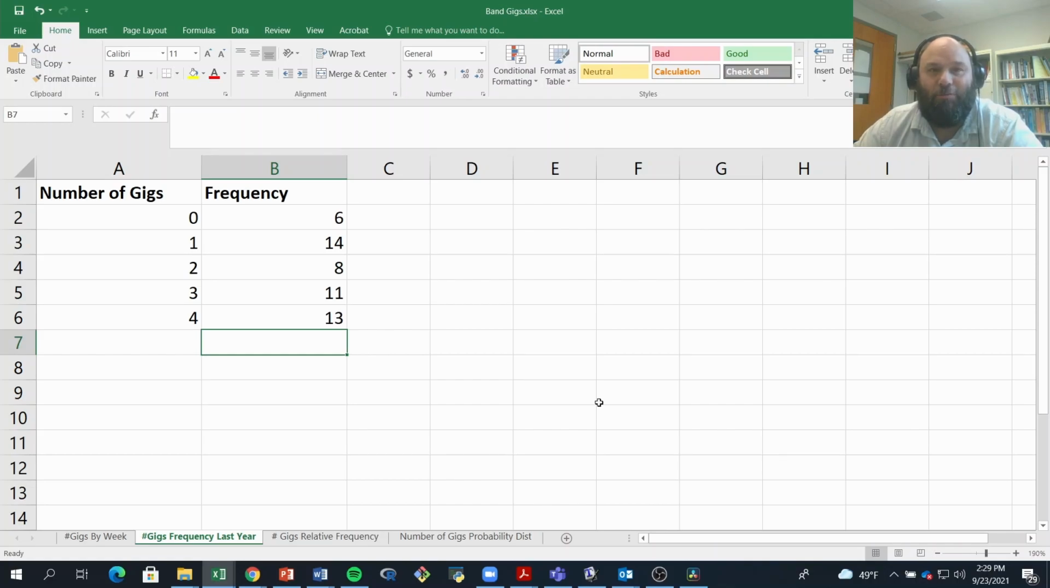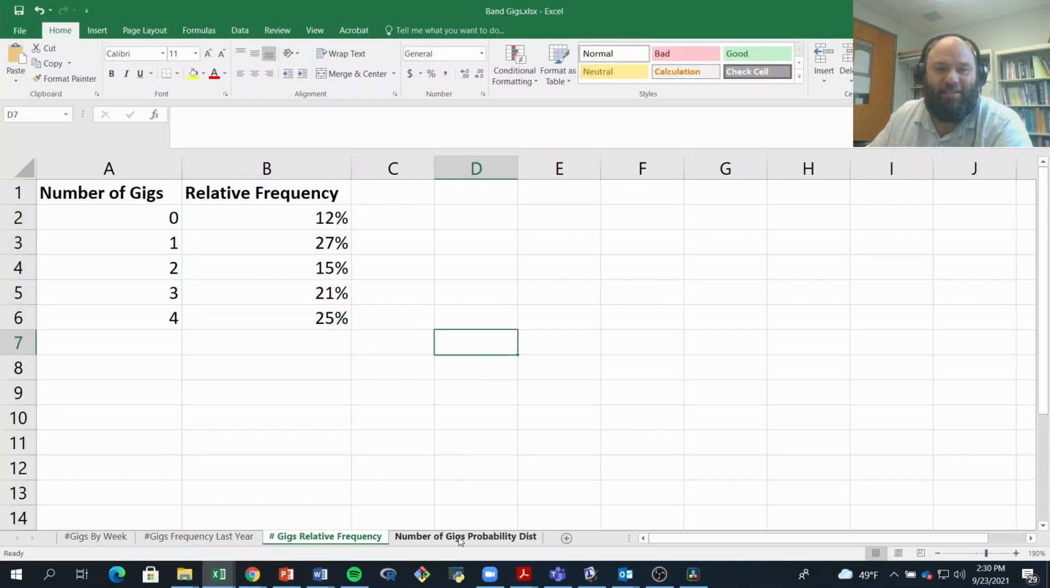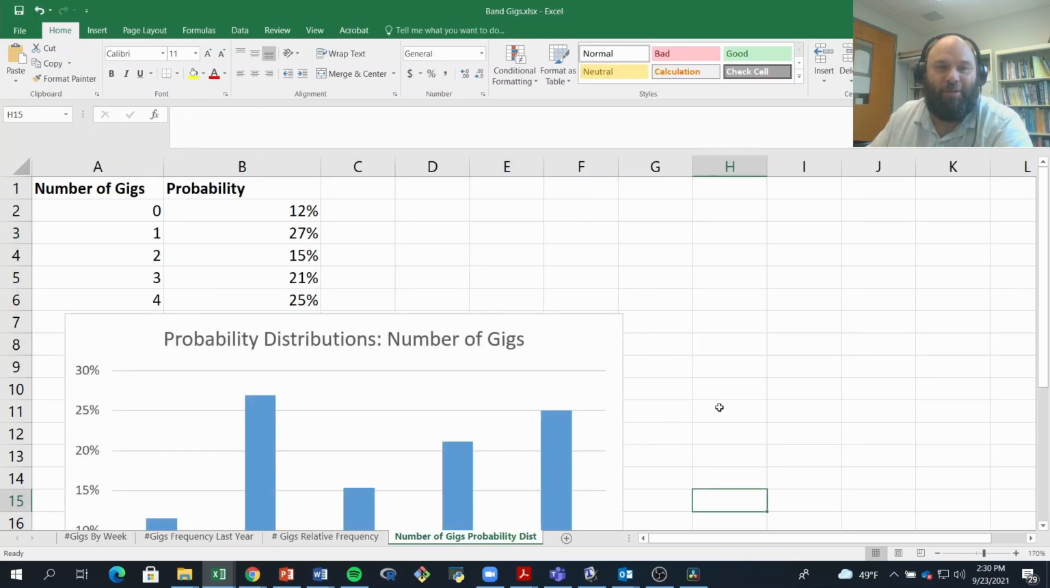So now we want to turn this into a probability distribution. But to do that, we turn these frequencies into relative frequencies, noting that this is out of 52 weeks, and we convert those to decimals by dividing by 52, which we can certainly express as percentages if we like, by simply changing the format. And this is equivalent to a probability distribution. Right? So we took our raw data, turned it into a probability distribution, and we can make an assumption that this probability distribution will hold this year.